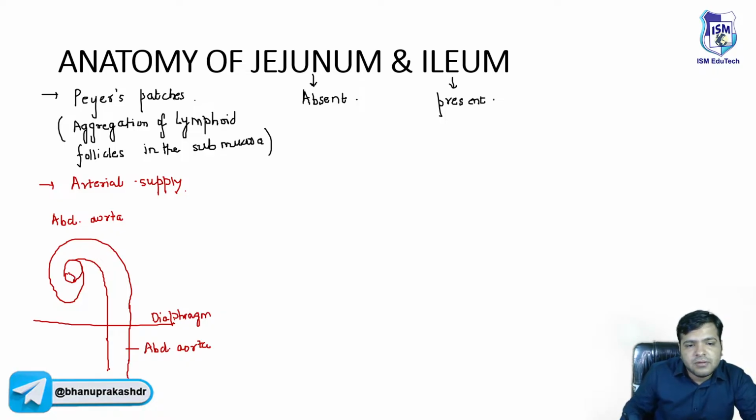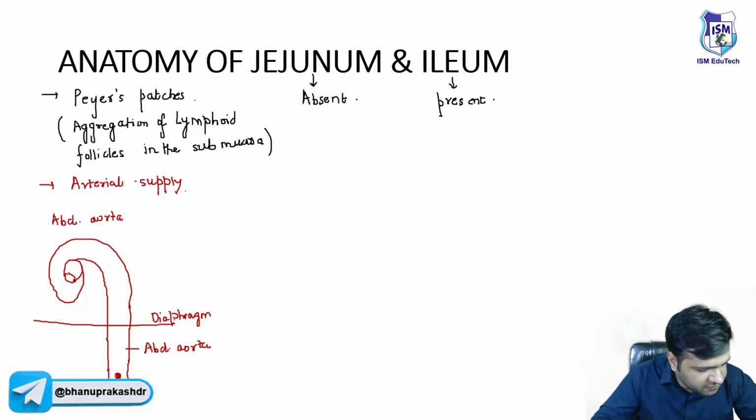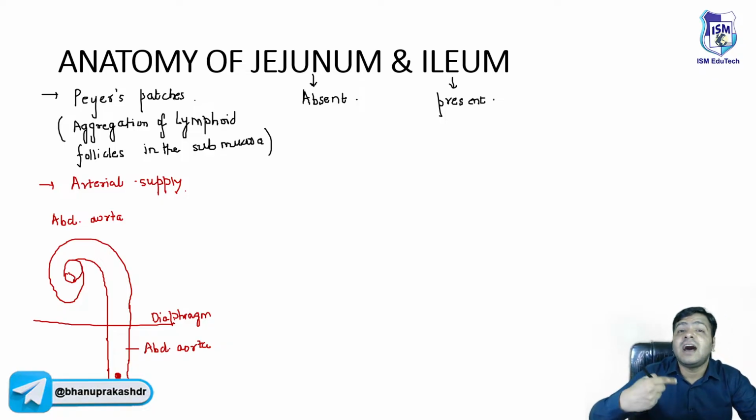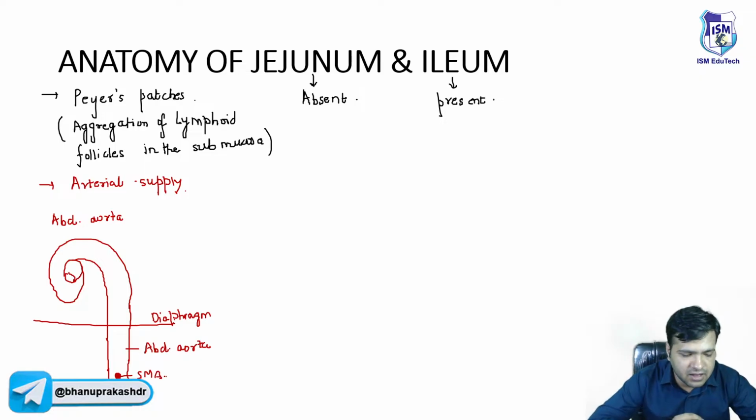The abdominal aorta is giving off a ventral branch. Ventral means in front, it is giving a branch in front. And yes, you already know, that is the superior mesenteric artery.